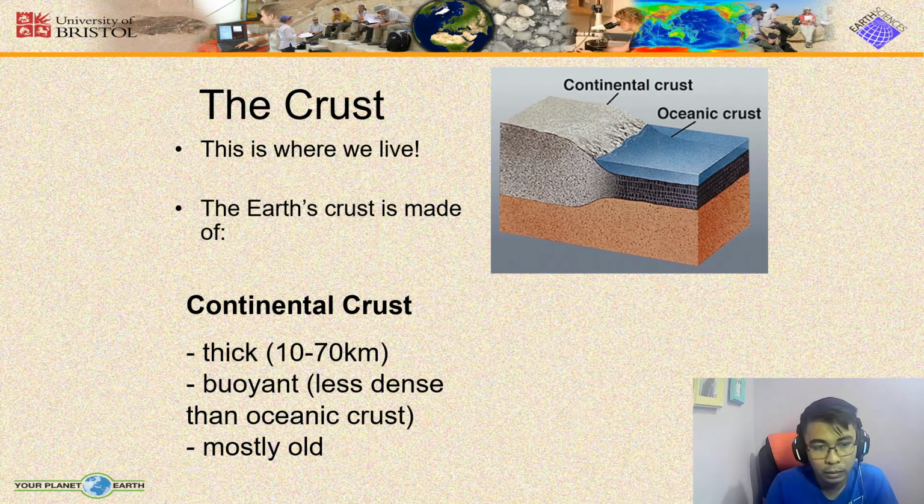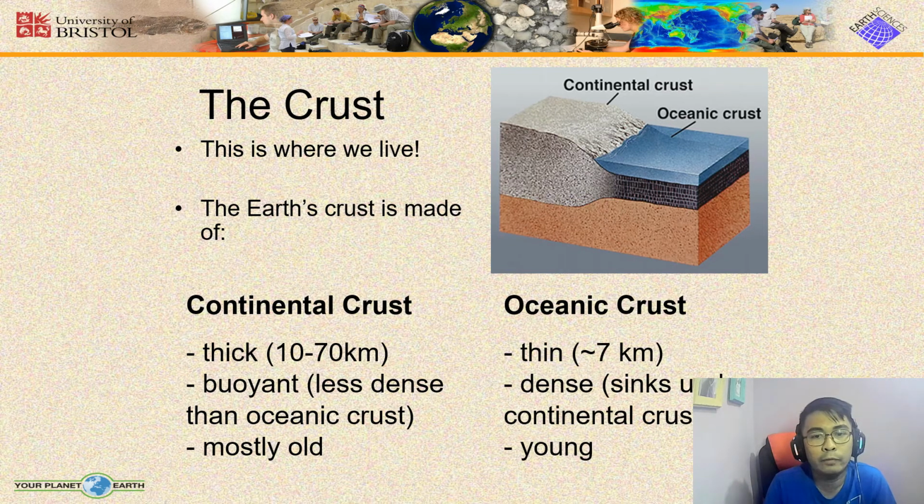It is buoyant. And when we speak of buoyant, this is less dense than oceanic crust. So comparing the density of the two, the continental crust is less dense compared to oceanic crust. And aside from that, it is mostly old. So the continental crust forms the land, the continent, as the name suggests. That's the thing we see today, right?